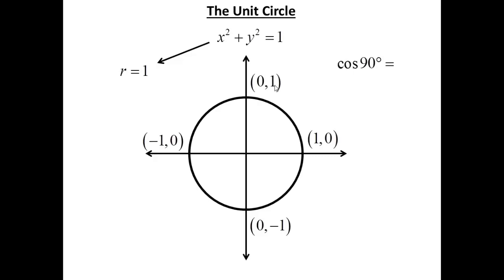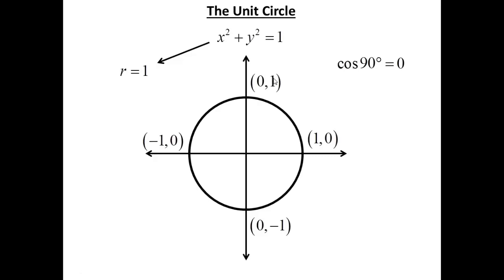How about cosine of 90 degrees? I couldn't answer that one before, but now I can. Cosine of 90 degrees, cosine is the x coordinate, so that means cosine of 90 must be 0. And I can do that all the way around. No matter which angle I want, all I have to do is look at my unit circle, look at the coordinate for that angle value, and decide on my answer.